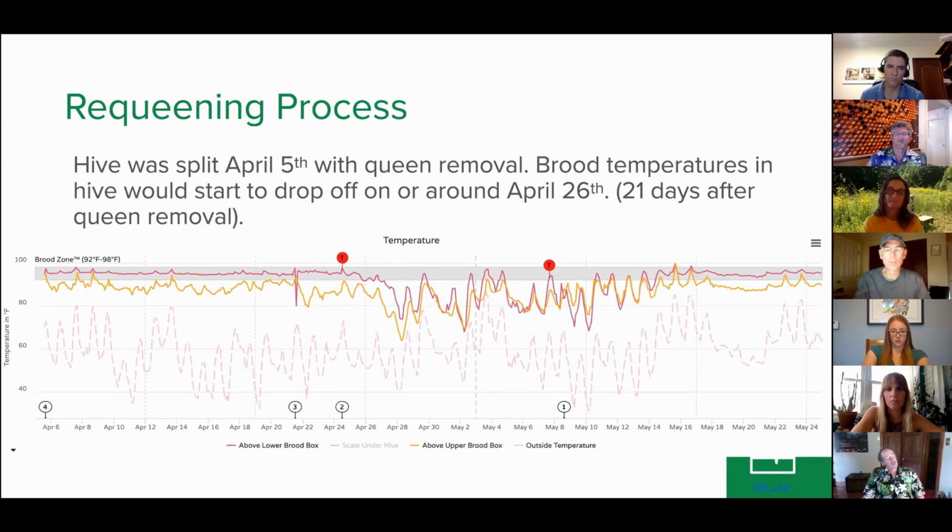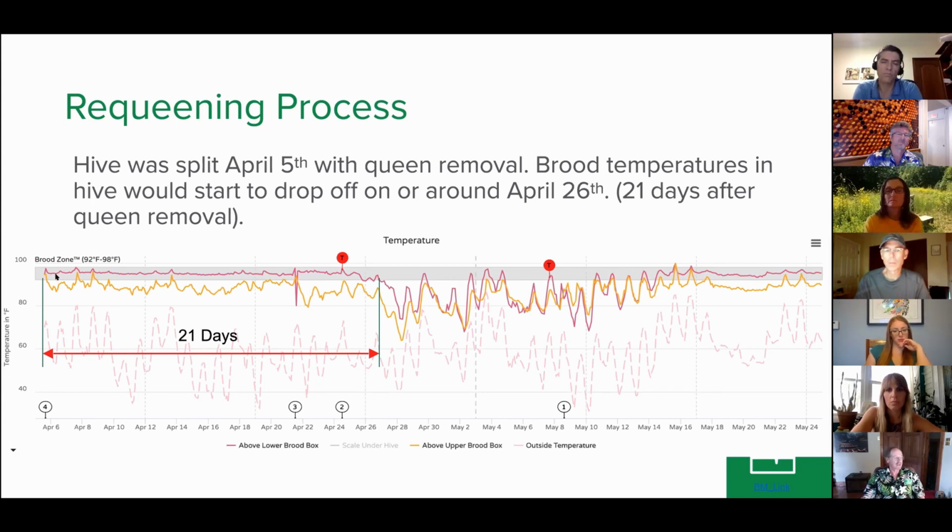Let's talk about requeening. Here is an example where a hive was split on April 5th, and we have seen this over and over: 21 days after the queen was removed. The queen was removed during the split, and pretty much 21 days after the queen removal, we see that the brood nest temperature starts to drop off, and then it fluctuates with ambient temperature.